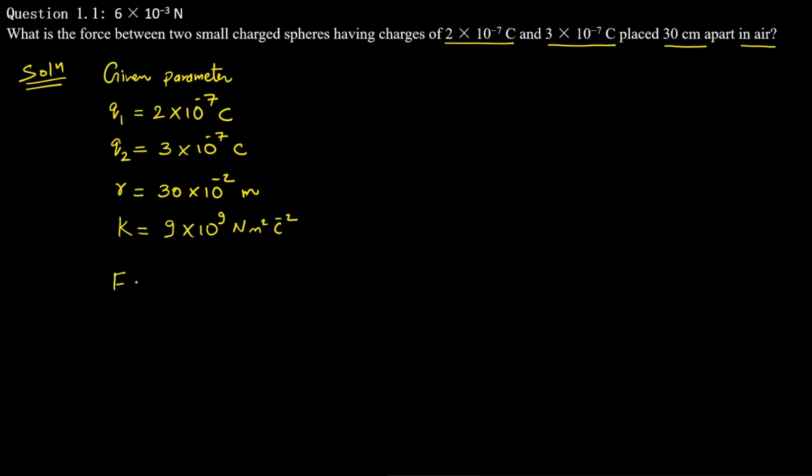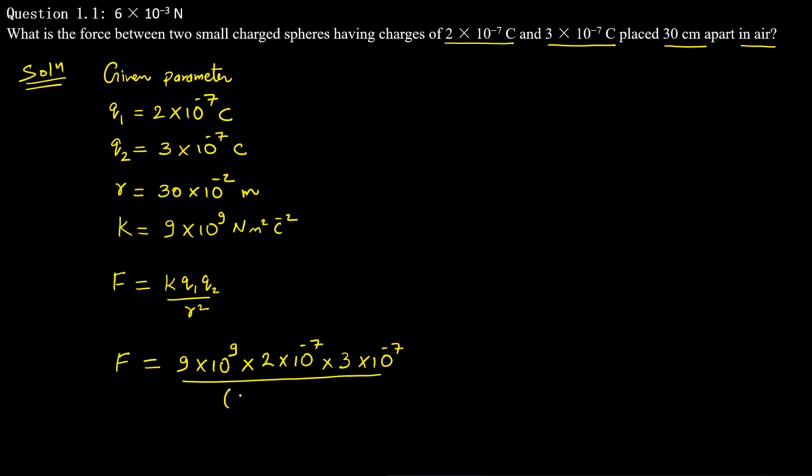Now the formula of Coulomb's law, that is K Q1 Q2 upon R square. Substituting all the values, 9 into 10 raised to 9, then Q1, Q2, upon R square, so 30 into 10 raised to minus 2 whole square. Now if we solve this, we can just keep it like this, because in the denominator there is 30 square.